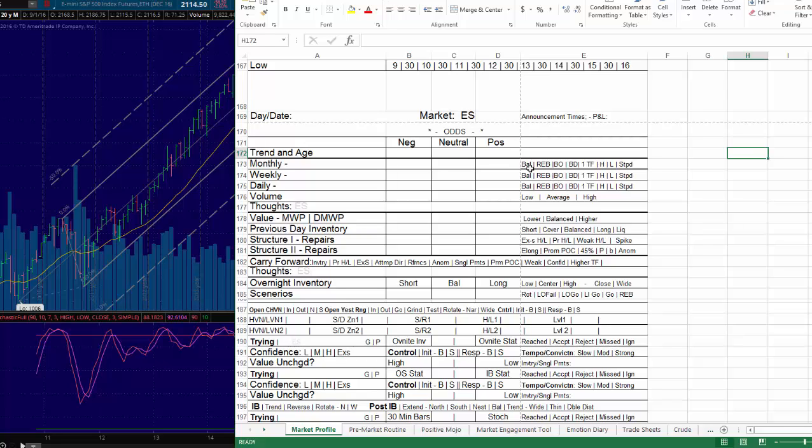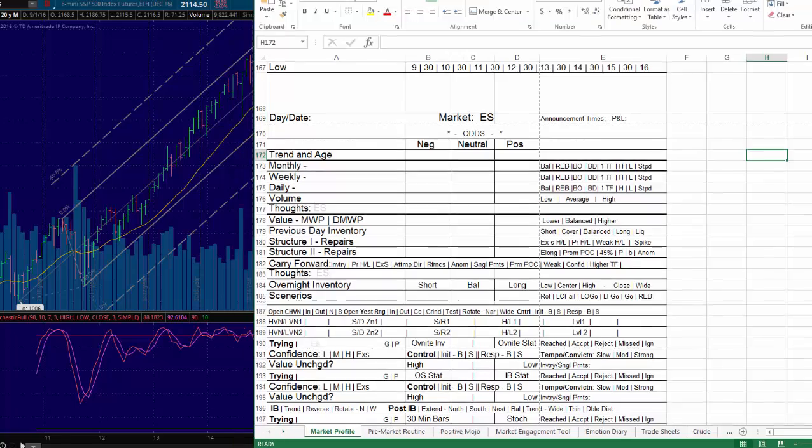Then this section says, is it balanced? Or was it out of balance and it re-entered balance? Or is it a breakout? Or is it a breakdown? Breakout is up, breakdown is down, of course. Is it one time framing higher or one time framing lower? Or has the one time framing stopped?